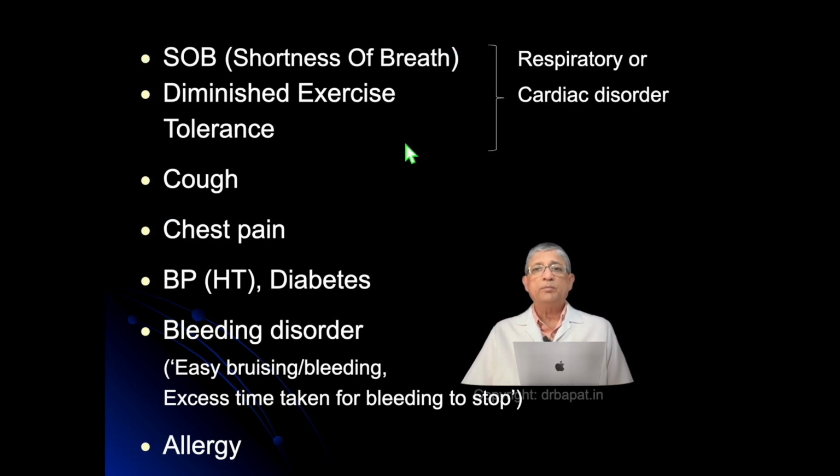Then ask if the patient has been having hypertension and diabetes. How will you ask the patient if she or he is suffering from a bleeding disorder? You have to articulate a question which patient will easily understand. Do you get easy bruising or bleeding on even otherwise a very minor injury? Or in case if you get a small injury that bleeds, does it take too long for bleeding to stop? Ask if the patient is allergic to any object in general and to any drug in particular.